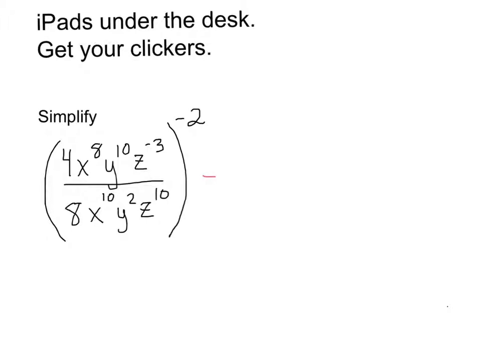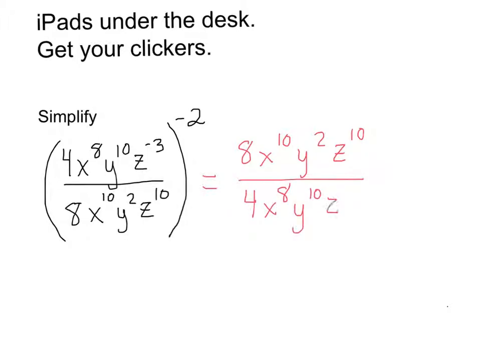And so I'll have everything on bottom will get moved to the top. 8x to the 10th, y squared, z to the 10th, all over 4x to the 8th, y to the 10th, z to the negative third power. And all this will now be raised to the what? To the second power, not to the negative 2, right? Flipping it changed the sign, didn't it? What do we want to do now? Right, we want to simplify what's inside the parentheses before we go ahead and square it, don't we?